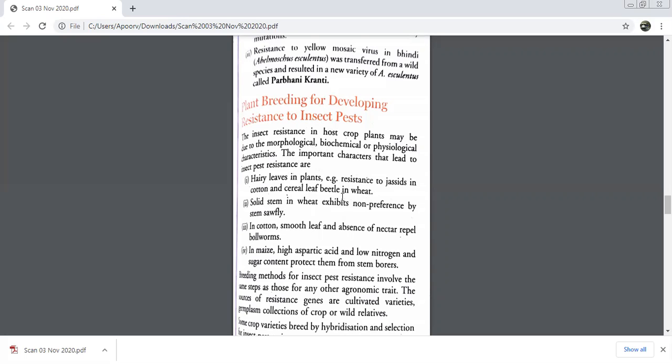Maize is a very interesting plant. How does it protect itself? It's got a high level of aspartic acid and a low nitrogen and sugar content. So obviously the stem borers are not attracted towards the maize.